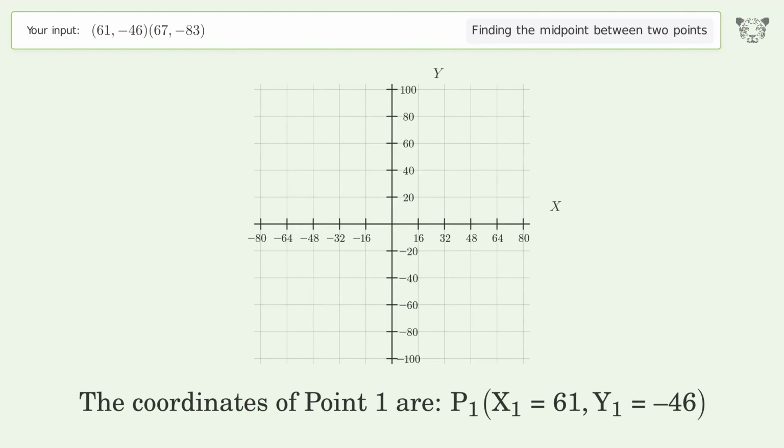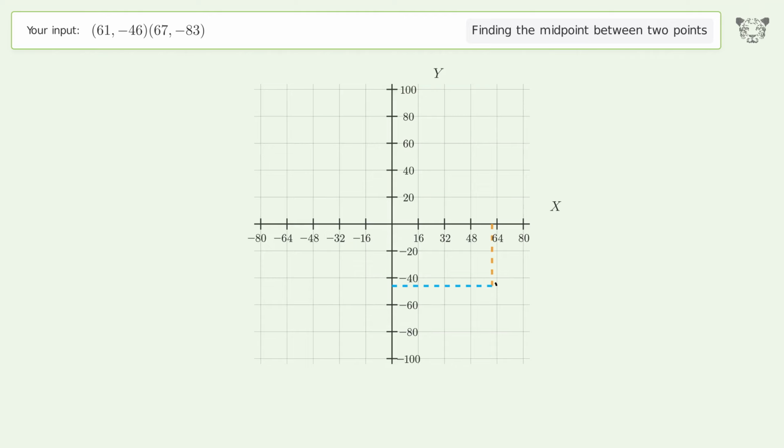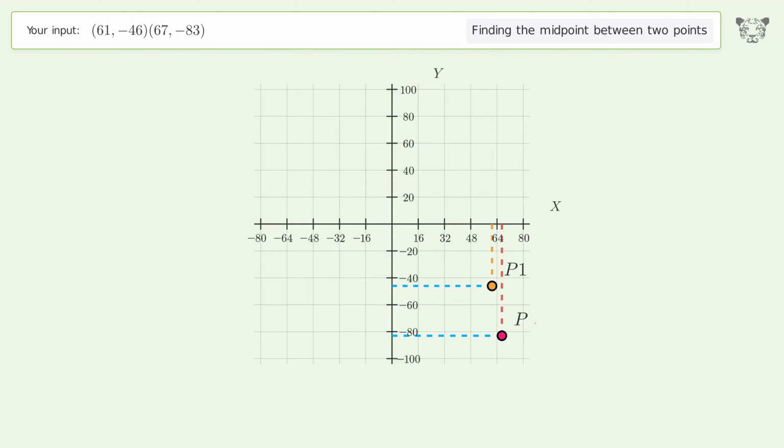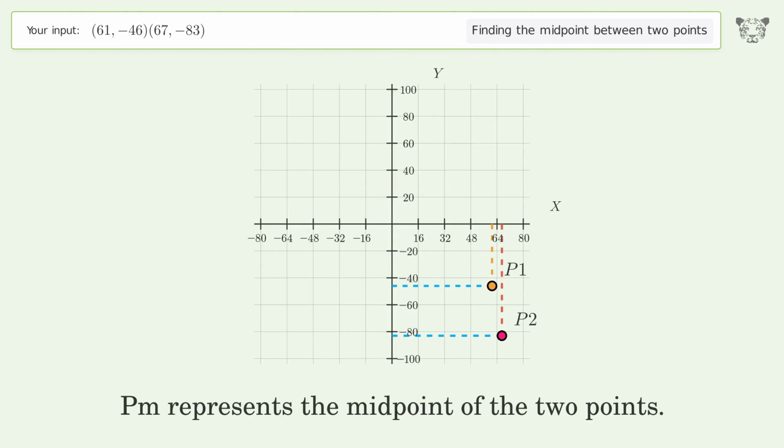The coordinates of point 1 are, x1 equals 61, y1 equals negative 46. The coordinates of point 2 are, x2 equals 67, y2 equals negative 83. PM represents the midpoint of the 2 points.